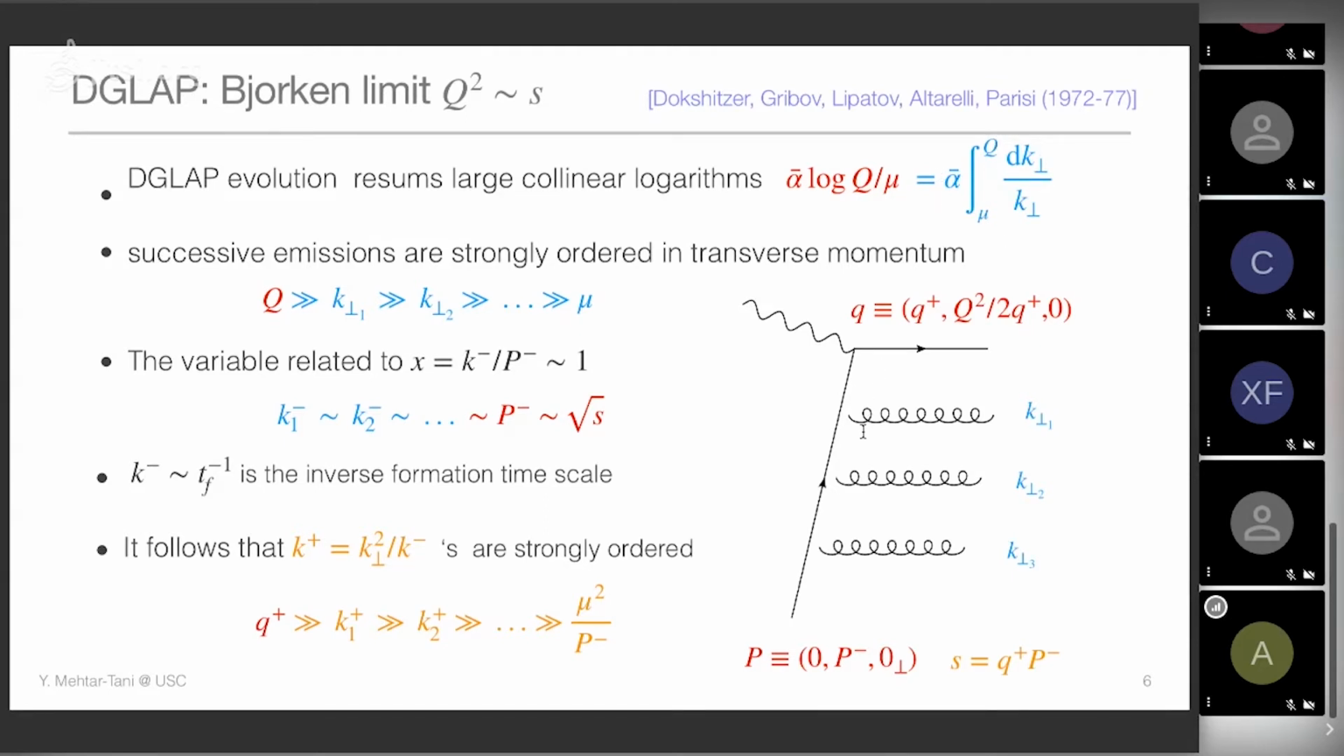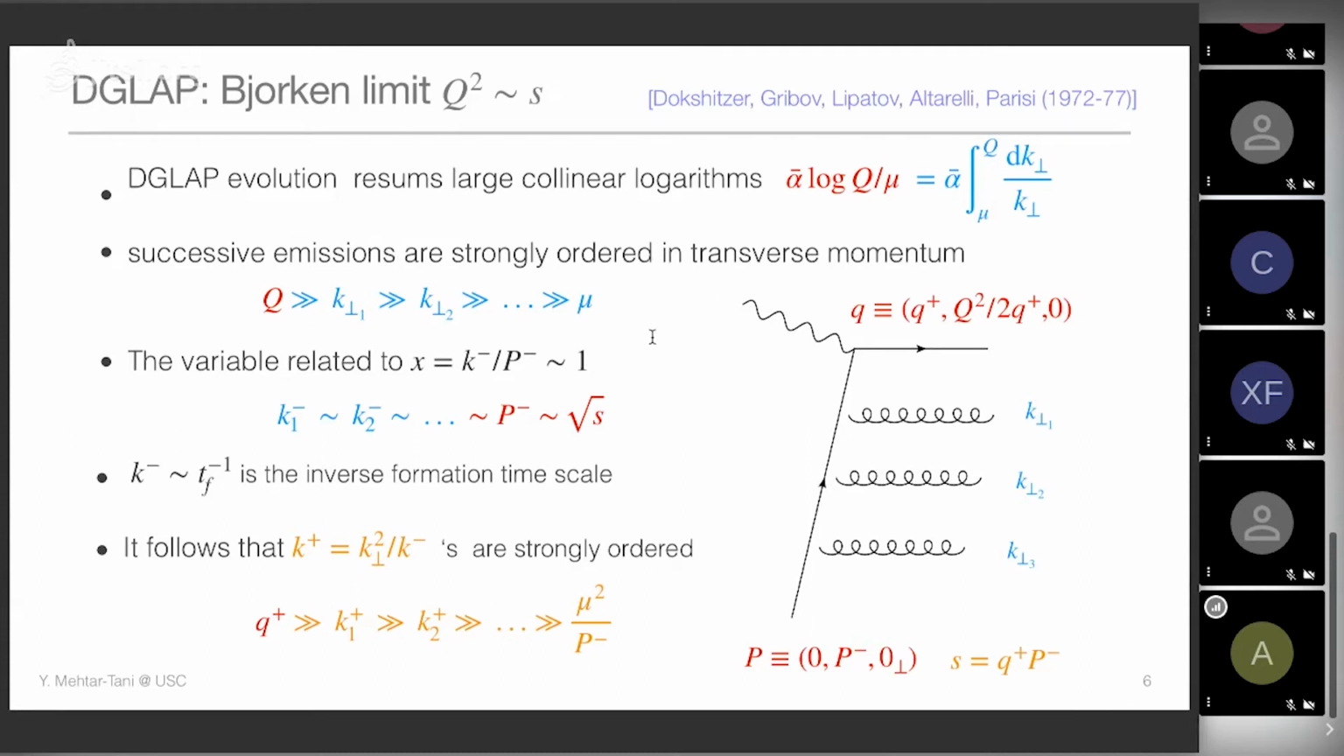So you'll have to resum ladder diagrams such as this one. You'll have multiple gluon emissions. You can also have quarks going this way and exchanging with gluons. At leading log accuracy, successive emissions are strongly ordered in transverse momentum.